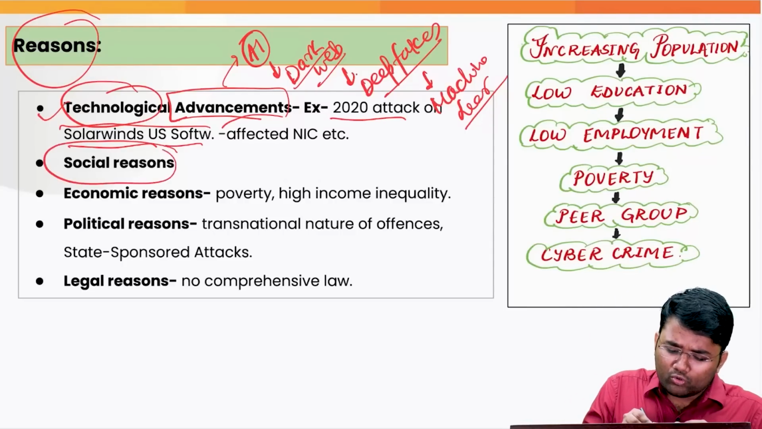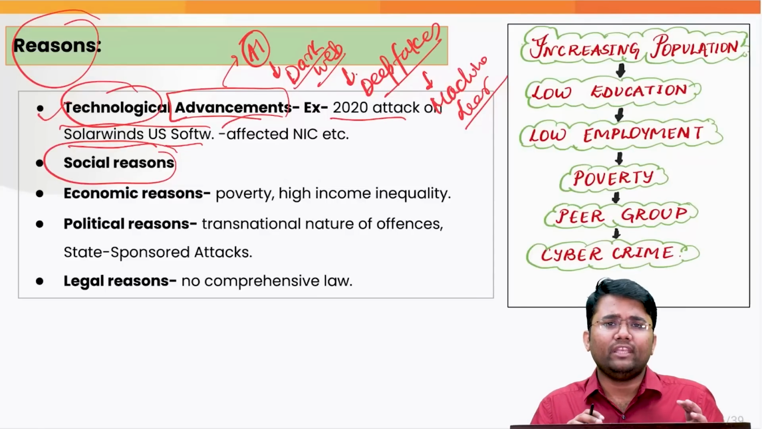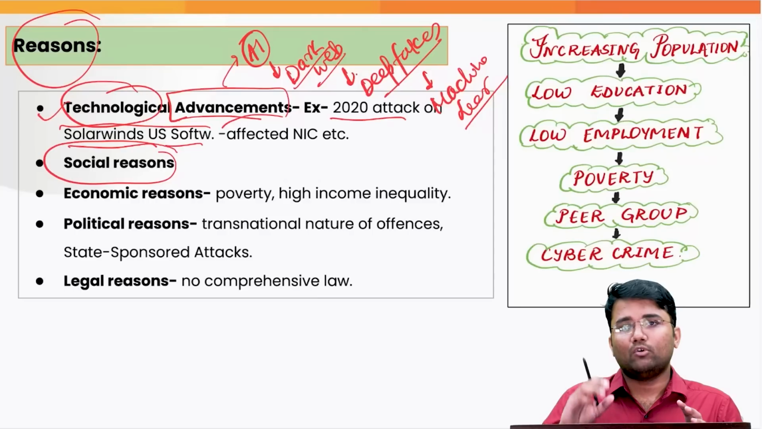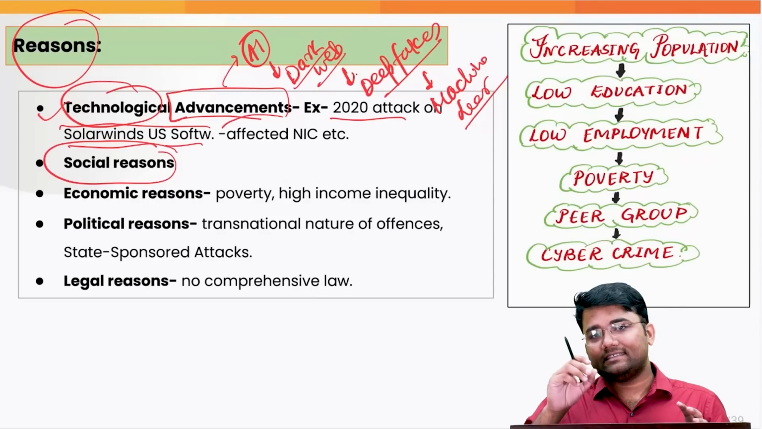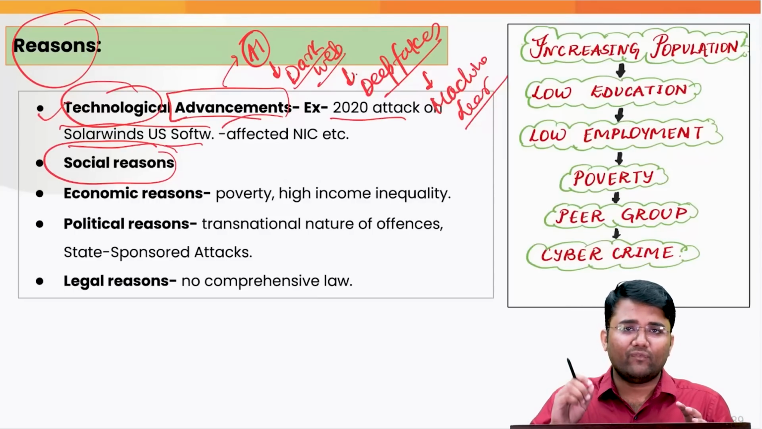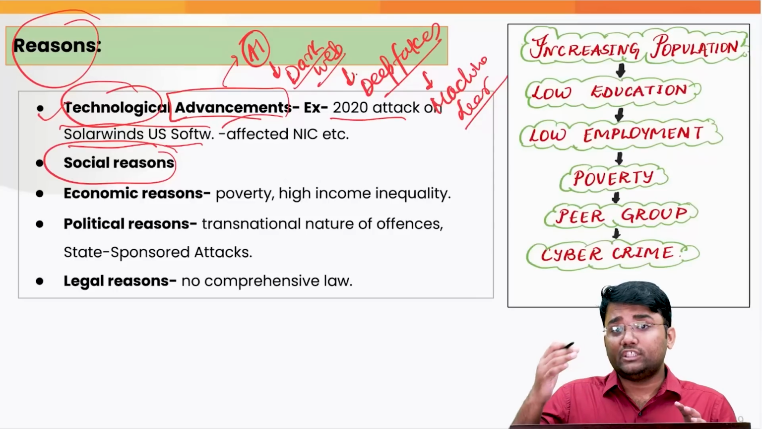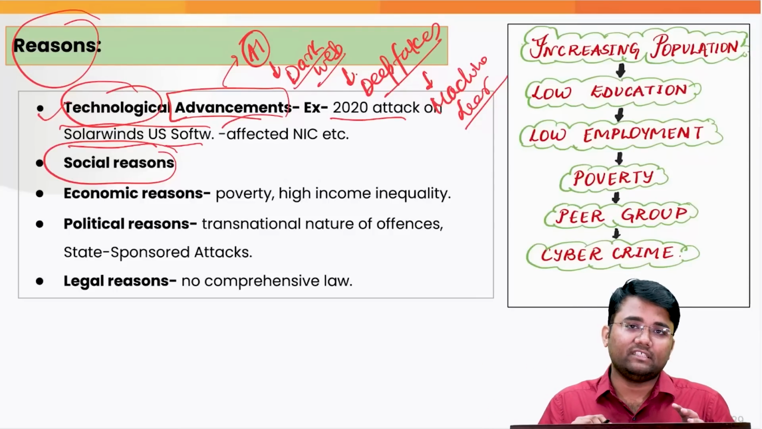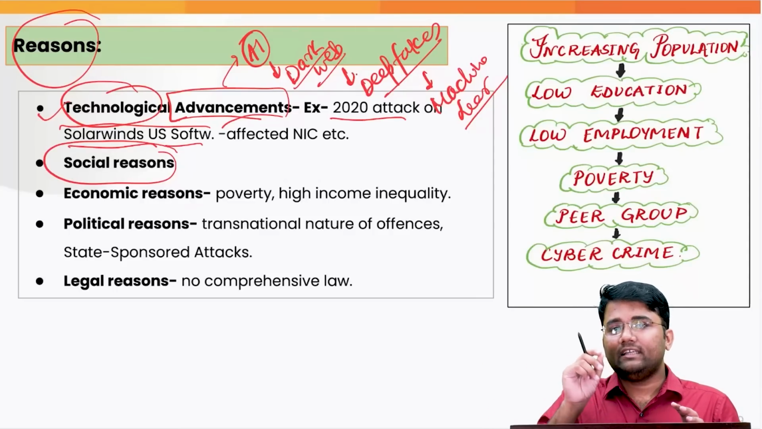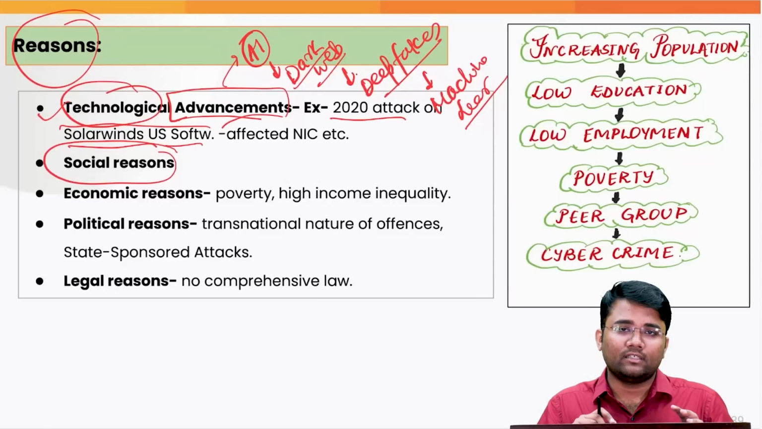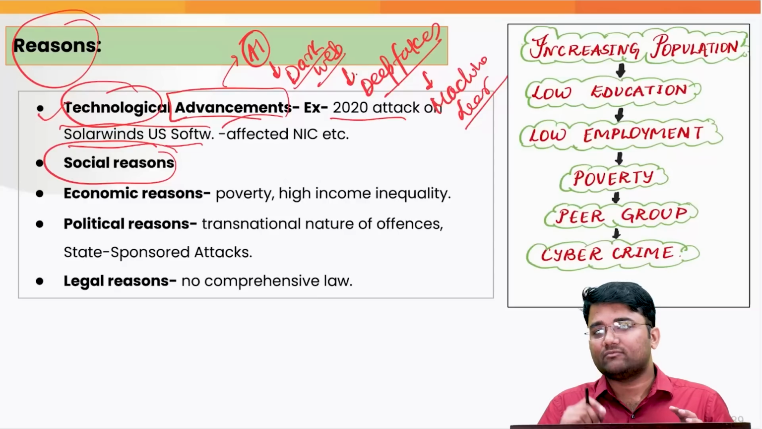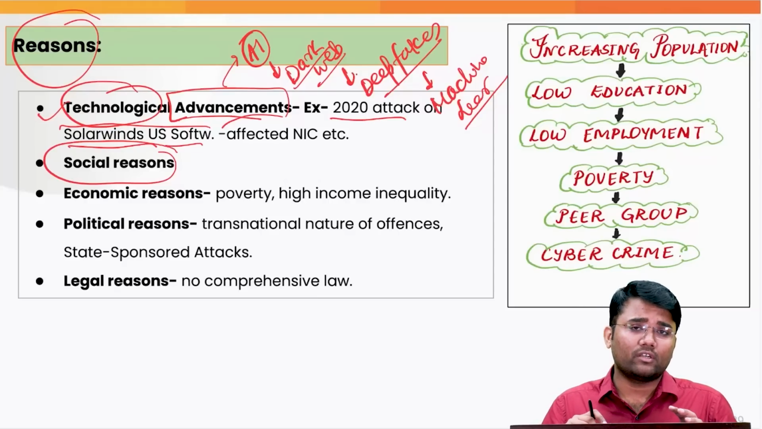Then, for example, social reasons. I don't know how many of you have watched the web series named Jamtara, which came on Netflix. Jamtara is a district in Jharkhand which has been infamous for various digital frauds happening from that particular district. What we have seen is that poverty was very high in that district, the educational levels were very low, and the health indicators were very poor.